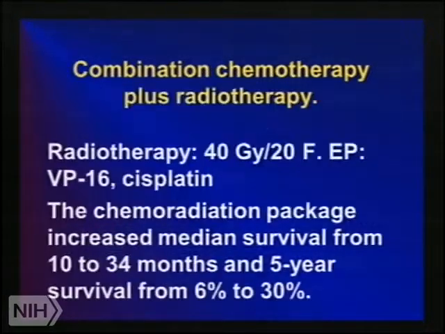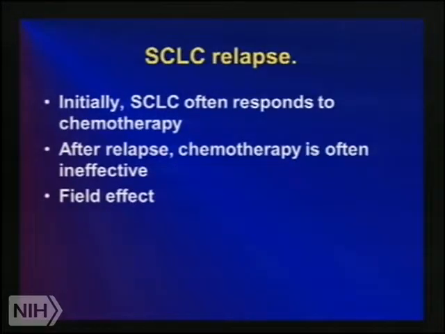So you see here an approach is to use radiotherapy combined with chemotherapy, and this increased survival from 10 to 34 months, and a 5-year survival from 6% to 30%. So a combination then of radiotherapy and chemotherapy can be beneficial in small cell lung cancer, but still the patients are going to die.